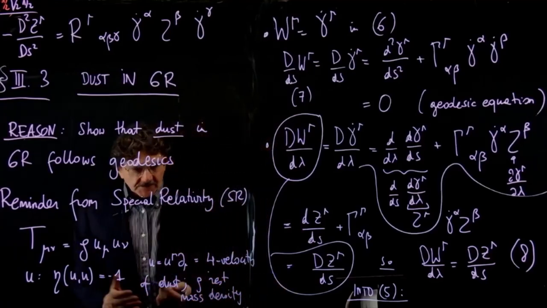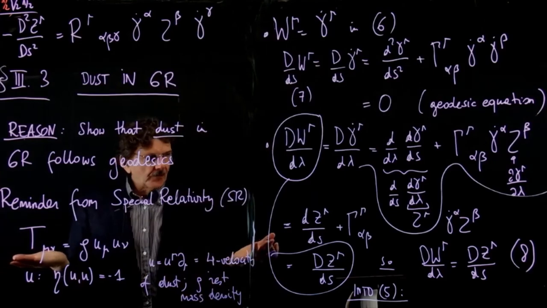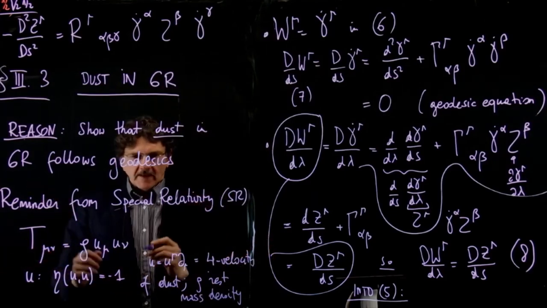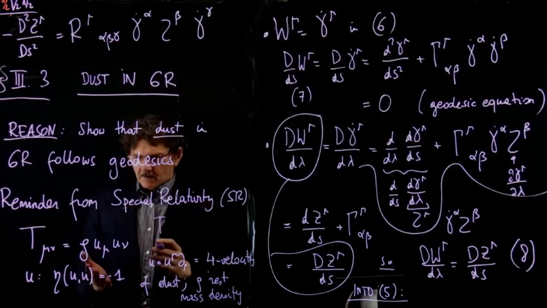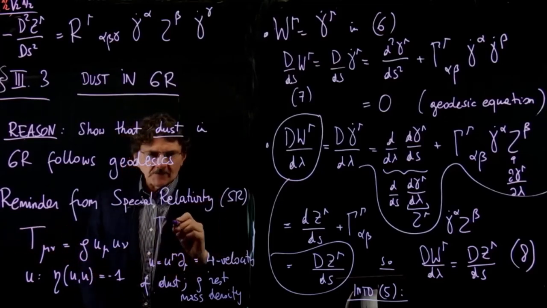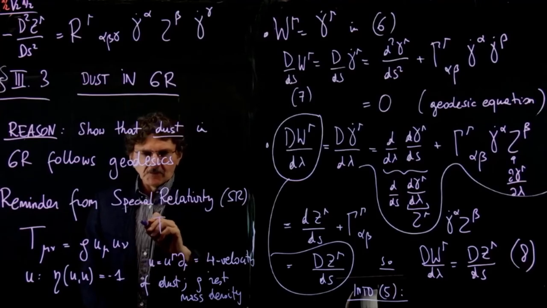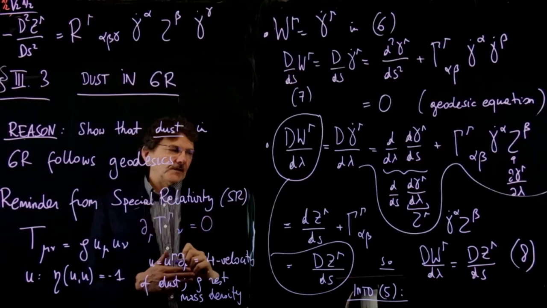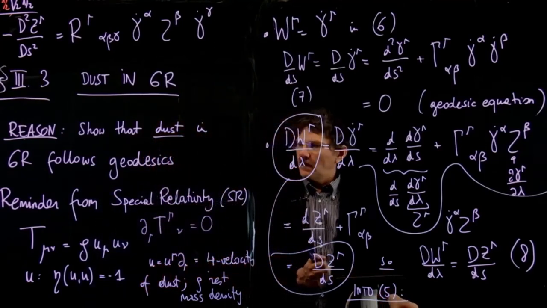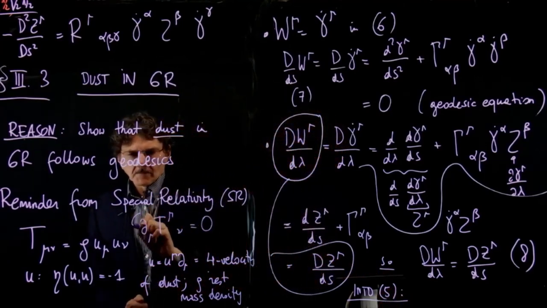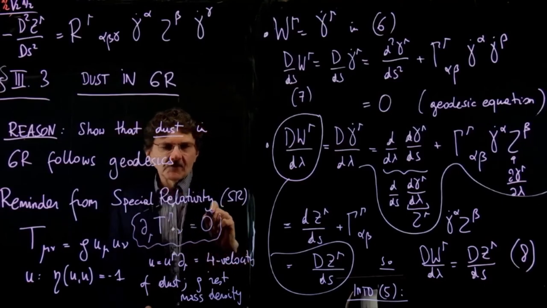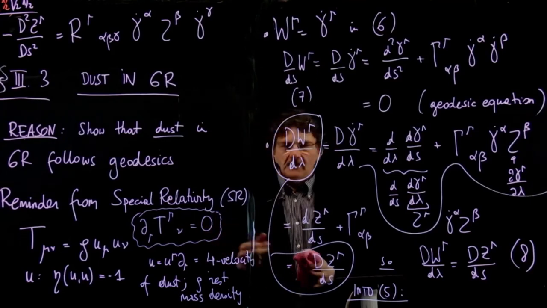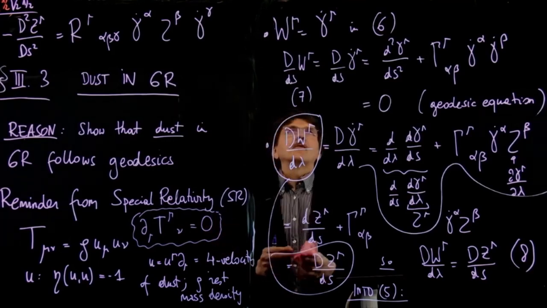And so what are we going to do in general relativity? In special relativity, that's what we did. And this tensor, by the way, satisfies the conservation equation, d mu T mu nu equals 0. That's what conservation of matter is, right? Or conservation of energy in special relativity is the same as this equation.